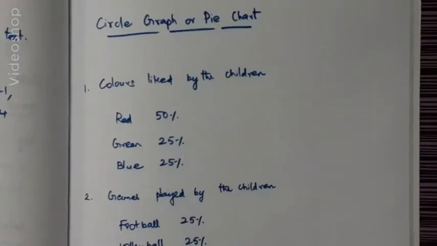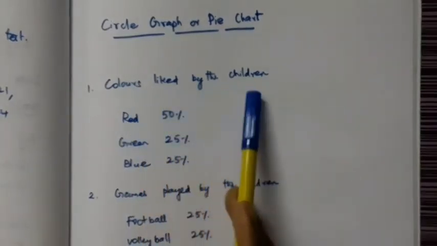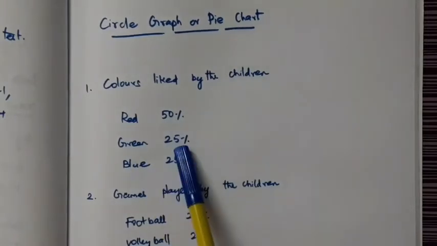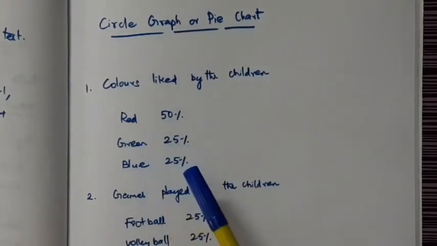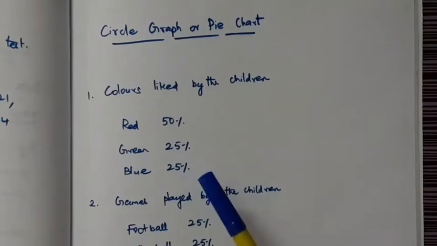Good morning. In this class, we are going to discuss in detail about circle graph or pie chart. So, here I have given some examples. Colors liked by the children: red 50%, green 25%, blue 25%. So, these are the colors liked by children. I want to represent this data in the form of a circle graph or pie chart.